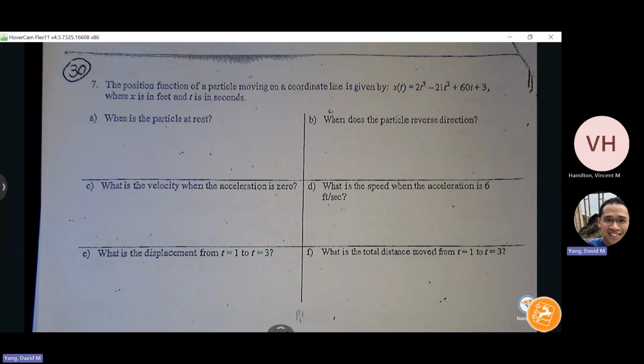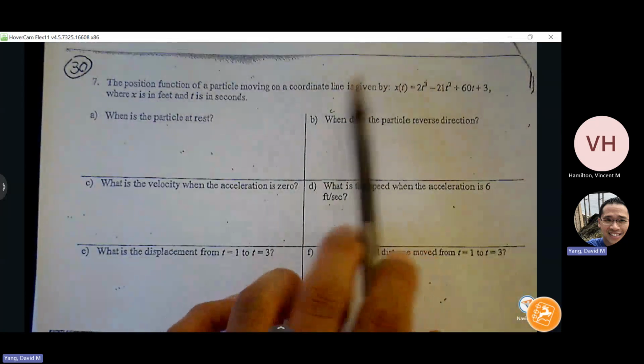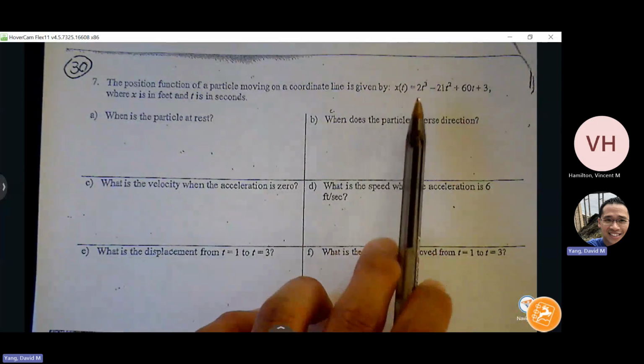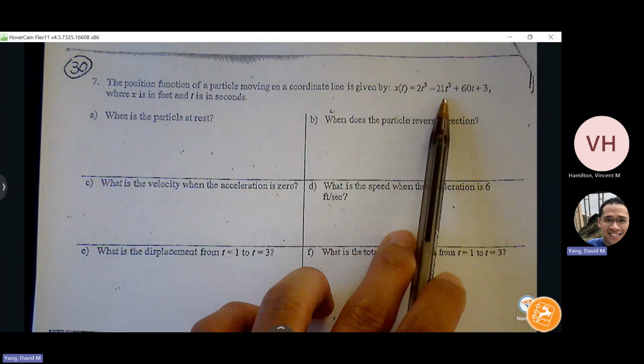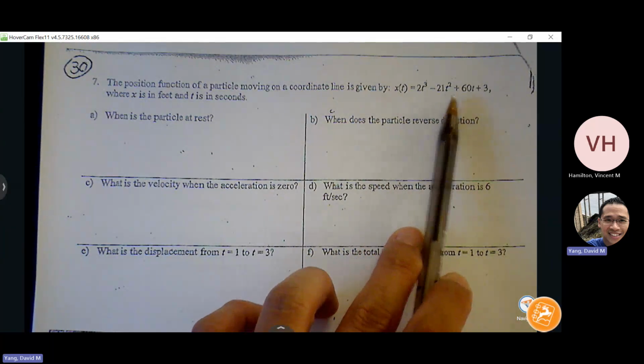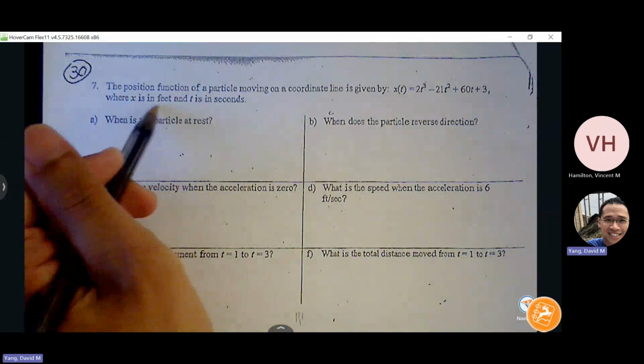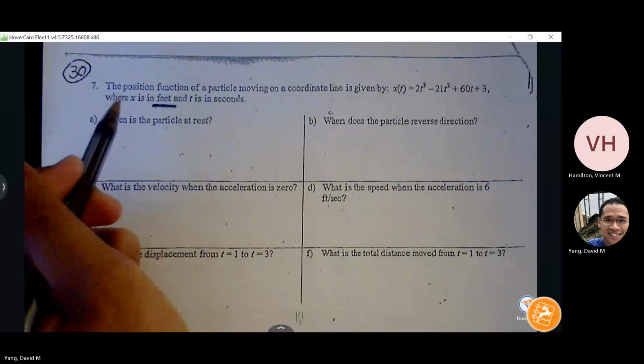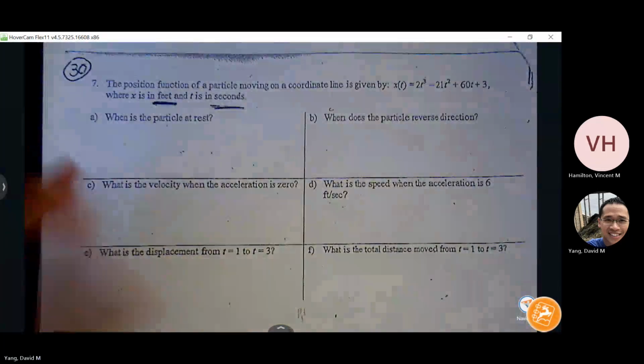Okay, so let's look at number 7 here. It says the position function of a particle moves along a coordinate line, so it's moving x along horizontally. x of t equals 2t cubed minus 21t squared plus 60t plus 3. x is in feet, t is in seconds.